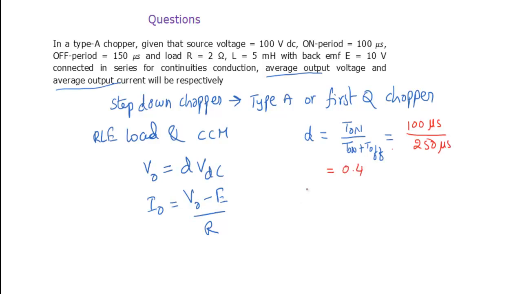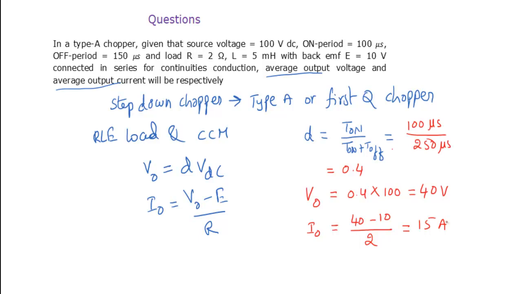From that we need to calculate the average output voltage. That's nothing but 0.4 into 100 volts, so that means 40 volts. Then we need to calculate I average. I average is nothing but V average 40 minus back EMF, that is given 10, divided by resistance, that is given 2. So that means it is 15 ampere.